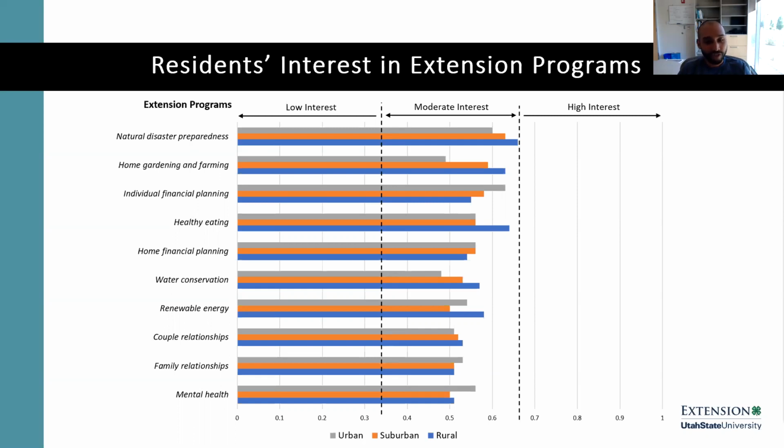While not shown here, it should be noted that there was a higher level of interest in extension programs by younger residents. So this presents an opportunity for extension to tailor its message to reach that age range. There is a need within extension to foster interest in extension programming. So how can we generate interest or public interest in extension programs?